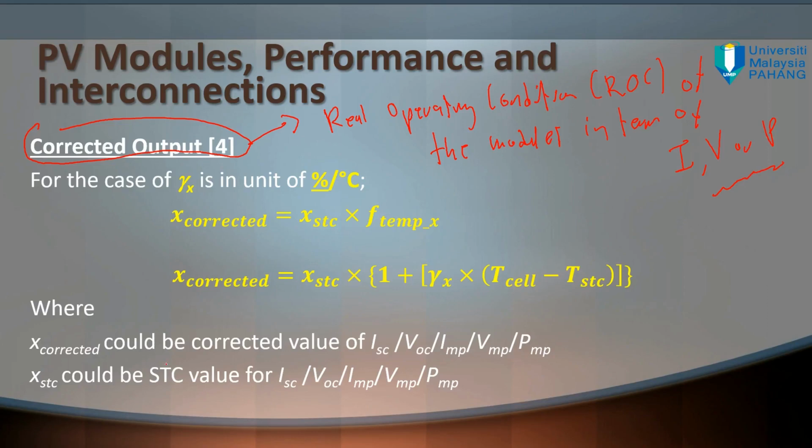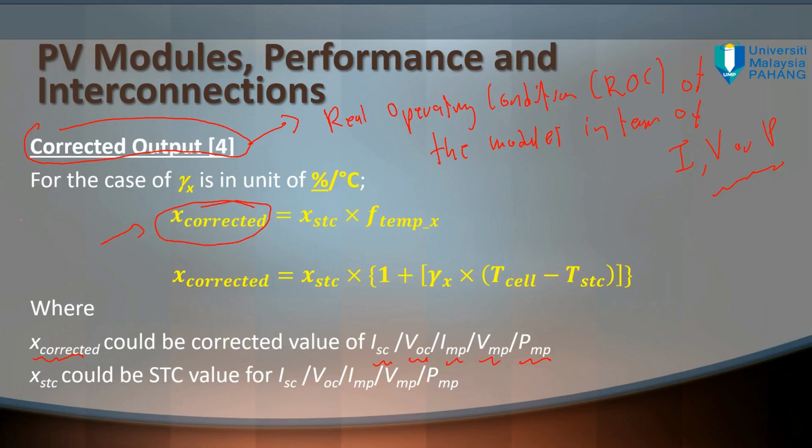Okay. Corrected value. Corrected ISC, VOC, IMP, VMP. It can ask you in any different ways. Not only current, not only voltage or not only power. But everything can be used with the same equation. But remember the value is not the same. It's different. Okay. So, corrected.